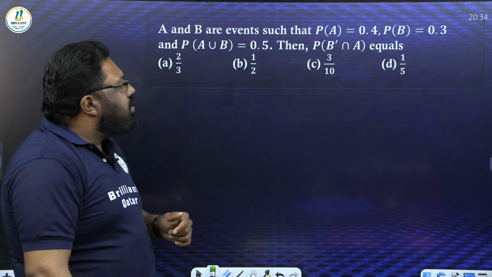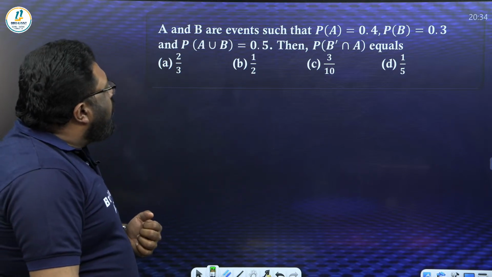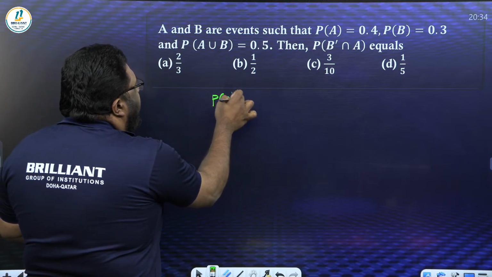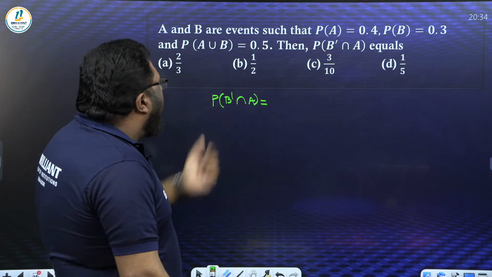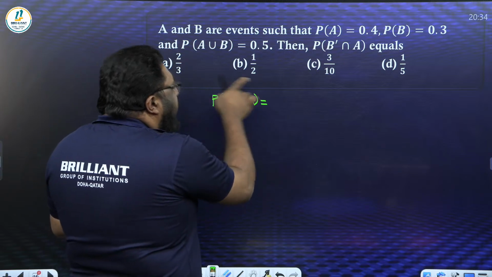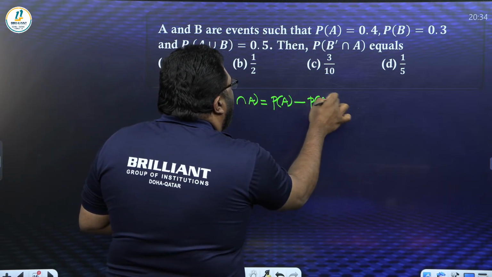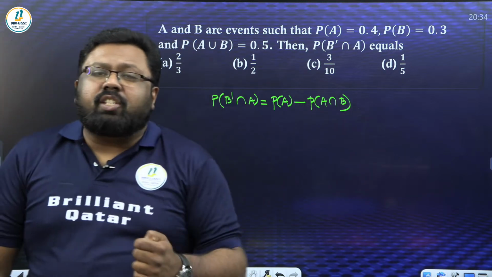A and B are events. P of A is given, P of B is given, P of A union B is given. Then what is P of A dash, P of B dash intersection A? Again, 11th standard concept. I want B dash and A. That is, from A, I don't want anything of B. So what is B dash intersection A?